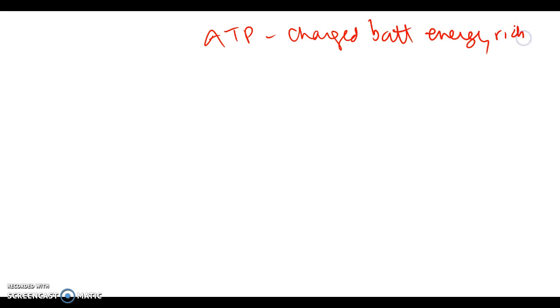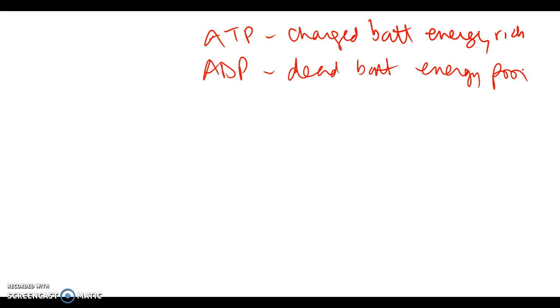You wrote on here that ATP is like a dead battery and ADP is like a charged battery. That's really the other way around. ATP is the charged battery, and it is energy rich. Once it gives up its energy, it becomes ADP, so that's the dead battery. And that's energy poor. Okay? All right.